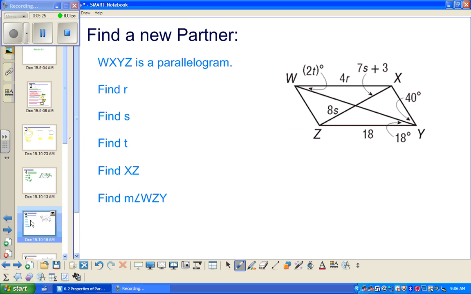So what I'd like you to do now is find a new partner. Take the time, go find a new partner, and then find RST, XZ, and the measure of angle WZY in the parallelogram given. Pause now and do that.